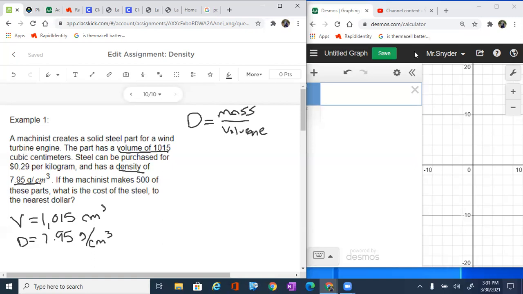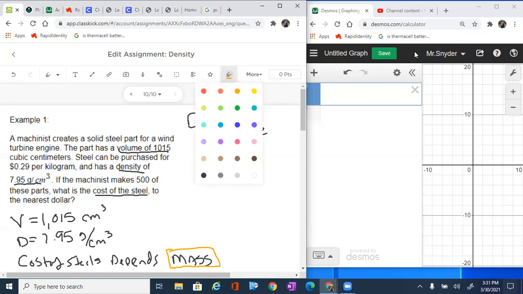Now, the overall question is, what is the cost of the steel? Well, the cost of steel depends on something. It depends on how much weight or mass there is. So cost of steel depends on the mass that is there. So that is what we need to do, is we need to break this down and say, well, let's find the mass. Well, the thing that we can do is we can find the mass of one piece. So let's go ahead and do that.